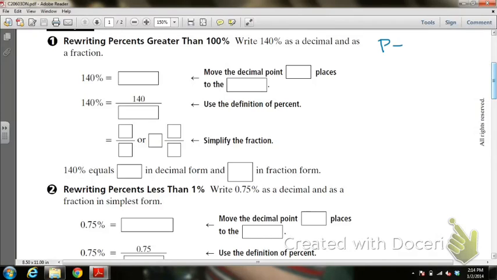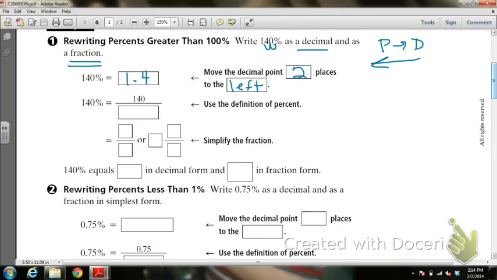from a percent to a decimal, which is backwards alphabetical order, so we're going to go to the left. Your decimal point is always at the end of your number if you don't see it. We're always going to move it 2 places, and we're going to move it to the left. So I'm going to go 1, 2, and it's going to become 1.4. So I can do it just by moving the decimal point, and that's writing it as a decimal.